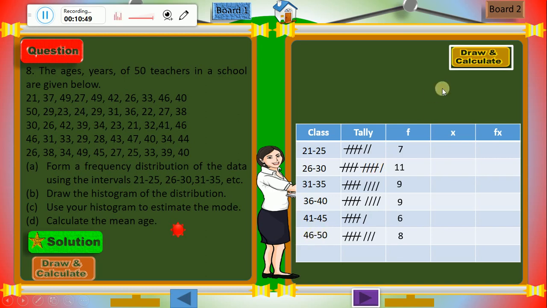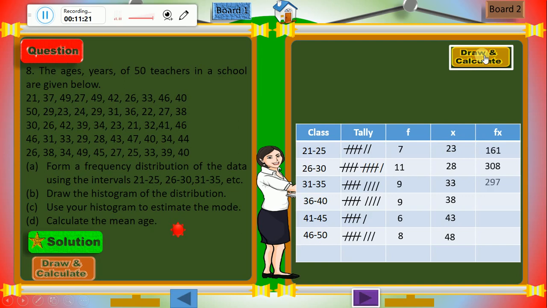So we're now going to calculate the class center for each class. First class, second class, third class, fourth class, fifth, sixth. Remember, the class center is the class endpoint divided by 2. That's 21 plus 25 divided by 2. That's 23. Then we're now going to calculate the product of the frequency and the class centers.